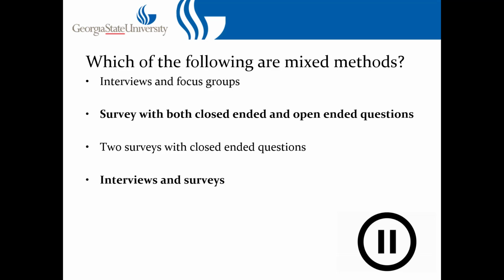The thing that is often confusing about this is, earlier we talked about you need 2 sources of data. Well, the sources of data in this are the closed-ended questions on the survey and the open-ended questions on the survey. So this is a mixed method study. 2 surveys with closed-ended questions, that again is not mixed methods, that is multi-mode. And then lastly, interviews and surveys are going to be mixed methods because interviews are qualitative data and surveys are going to be quantitative data.